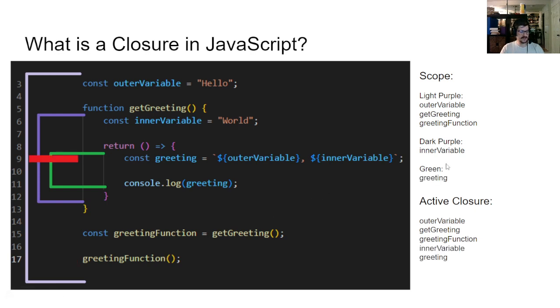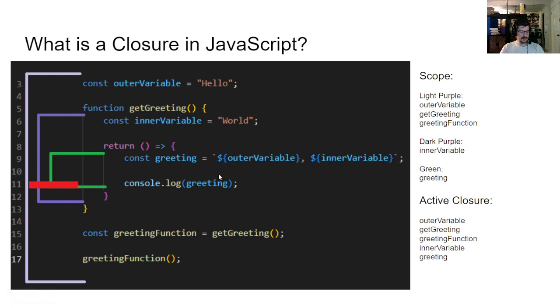We hit line 9. Now in our green scope, we created greeting. But look at what the closure has available. It was able to borrow from its parent's closure, which had these 4 variables: outer function, getGreeting, greeting function, and inner variable, and it adds its own. So the deeper you go into one of these, the more complicated and more available the closure becomes. That's why we're able to use outer variable and inner variable as part of this greeting, because they are part of the active closure that this function has access to.